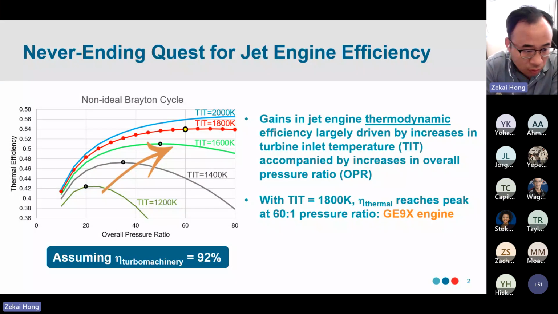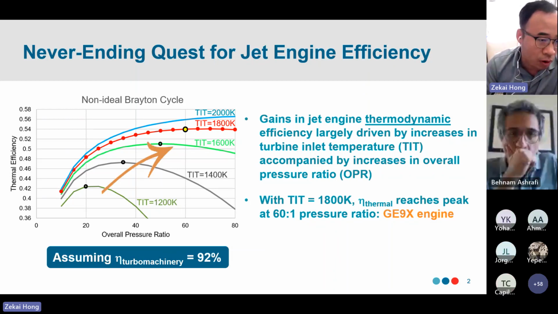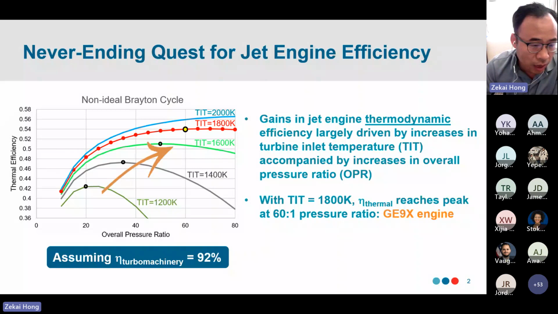And the big picture. So the gas turbine and jet engine have been around for almost 9 decades. And up to this point, the gains in jet engine thermodynamic efficiency are largely driven by increases in turbine inlet temperatures, or TIT, which is accompanied by increasing overall pressure ratio. I'll give you an example for the latest, the biggest engine, the GE9X engine. It has a TIT of about 1800 Kelvin, and to reach the peak thermodynamic efficiency, it needs a 60-to-1 pressure ratio.